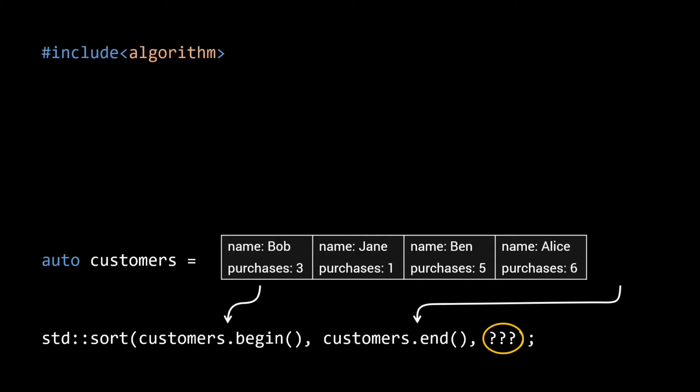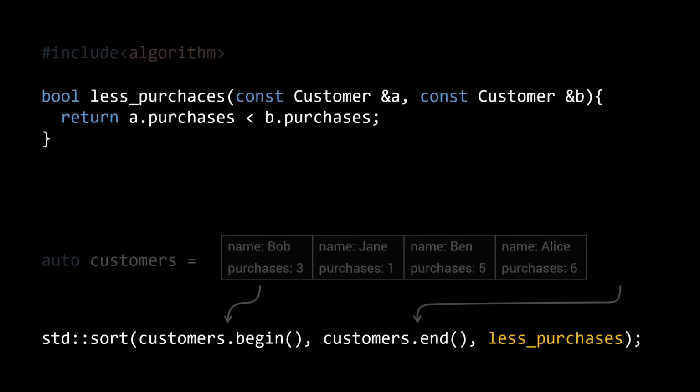And there are several different things I can pass here. We'll start by looking at the options that were available before we got C++11, and afterwards we see how lambdas can be used instead and what their advantages are. For a simple comparison function like this, you can simply pass a free function. For example, this less purchases function, which takes two customers and compares them based on their number of purchases. The function will be passed as a function pointer, and the sort function will invoke it whenever it needs to compare customers.